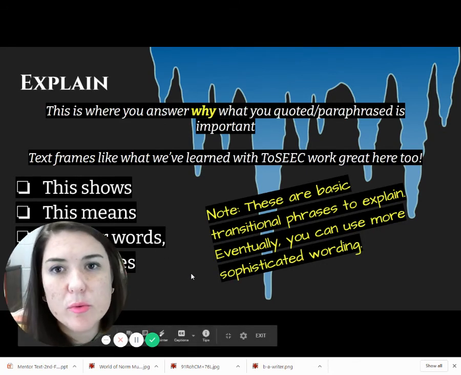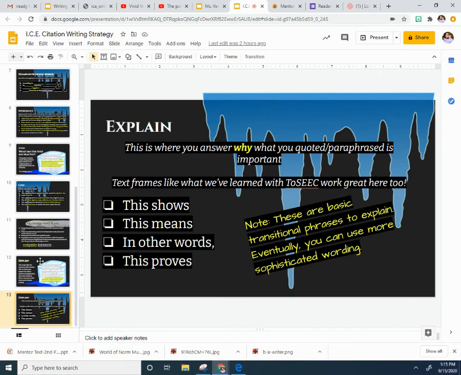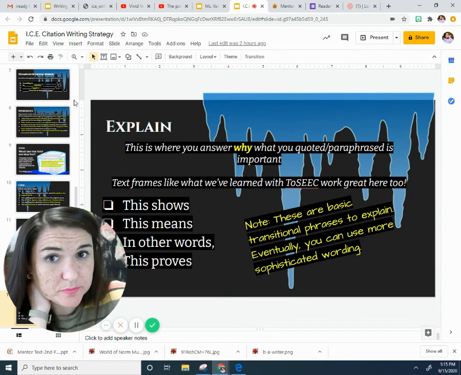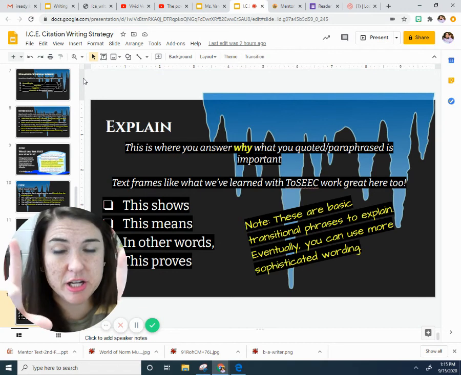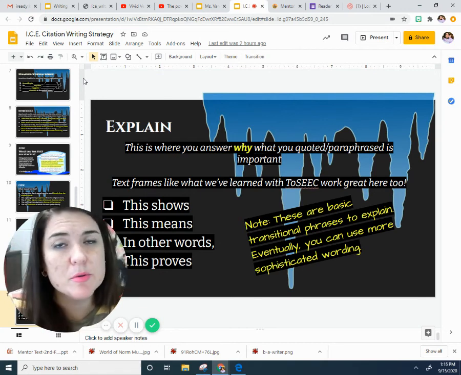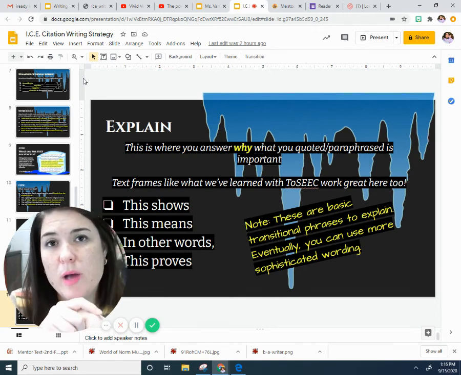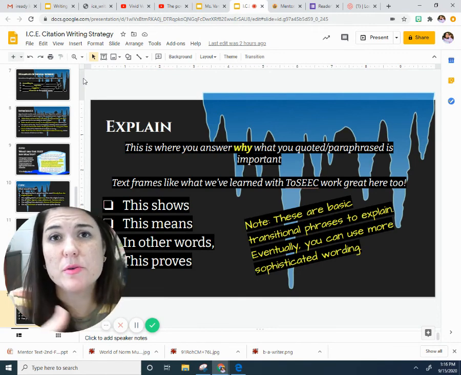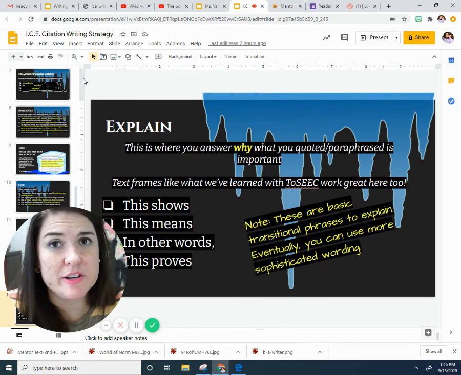So I'm going to leave you with this, and I hope that you see when you put them all together, that the paragraph is going to be in that ice cube, very structured: introduce, cite, and then explain. Very similar to what we've learned with ToSEEC. This shouldn't be anything brand new, but it's something probably in middle school that you haven't seen before middle school, where you actually have to cite the actual words, and you have to put quotation marks around that, and then you have to make sure you put the page number that you found it from. That's what gets you to that proficient distinguished answer.